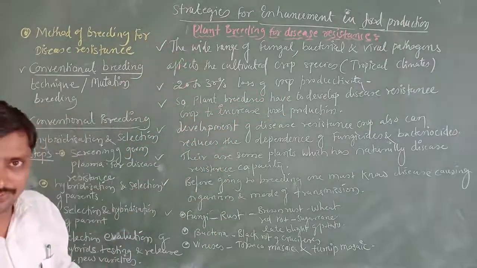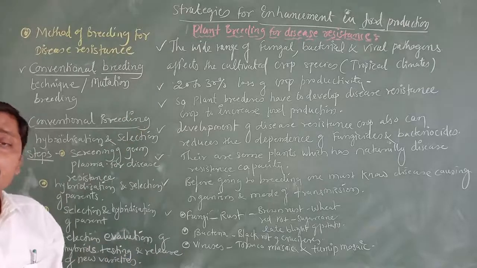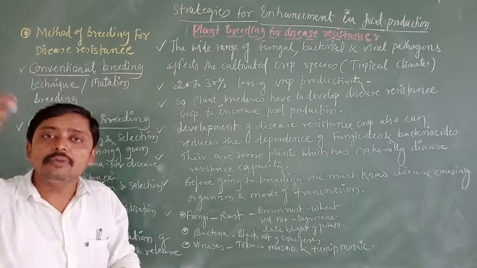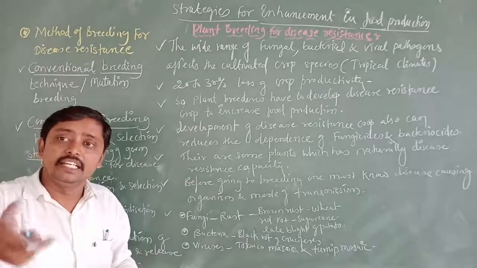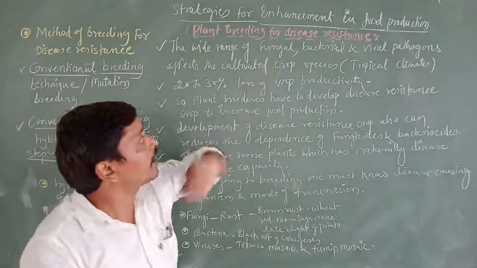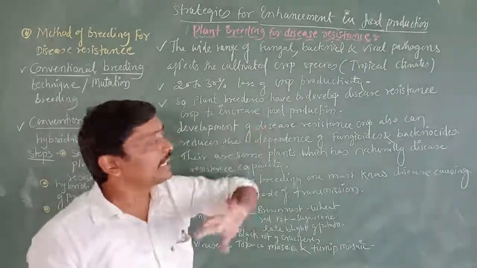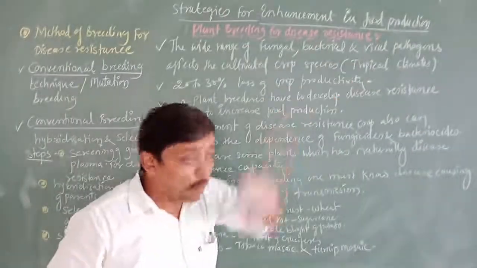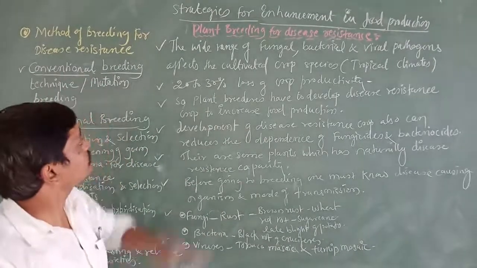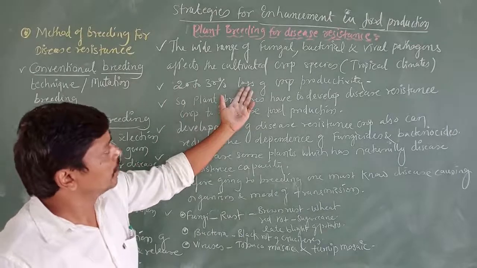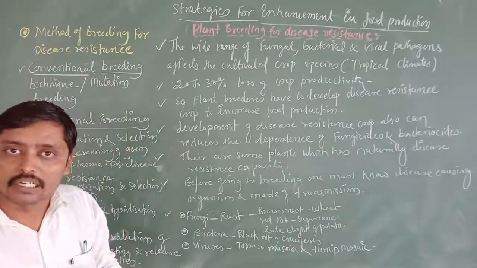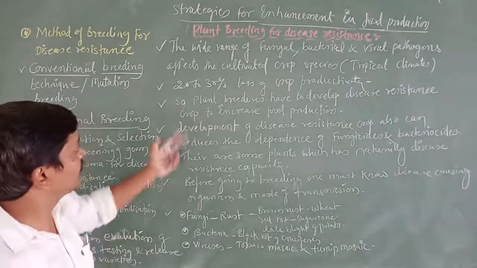In such cases, what are we going to go for? We are going to go for plant breeding in such a way that the new variety of crop we get after the plant breeding is resistant to fungal infection, bacterial infection, and viral infection, so that we reduce the loss of crop productivity and increase the crop productivity. Understood? That's what I have written here.